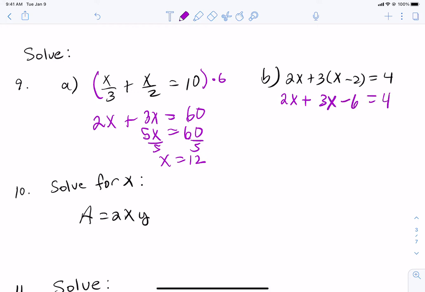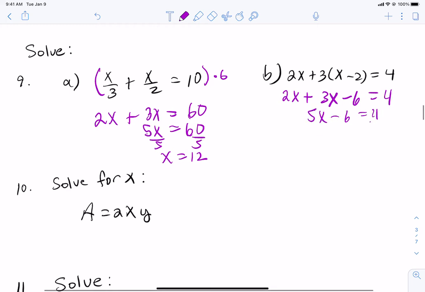And now, the 2x and the 3x, since they're on the same side, we can combine them. So let's combine them. And now it looks very similar to one of the problems we saw in 8.